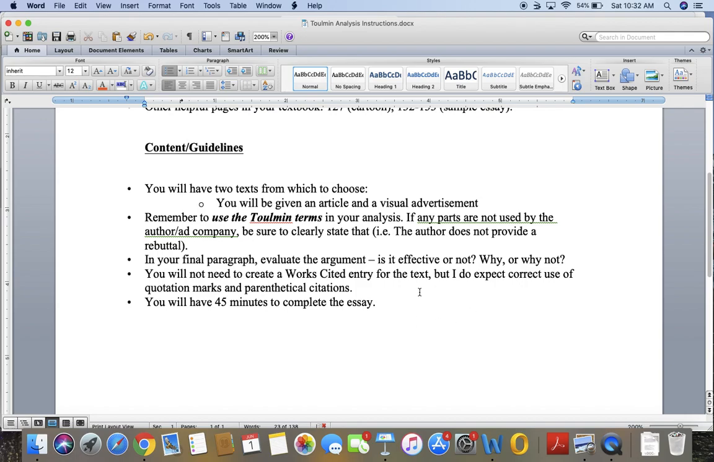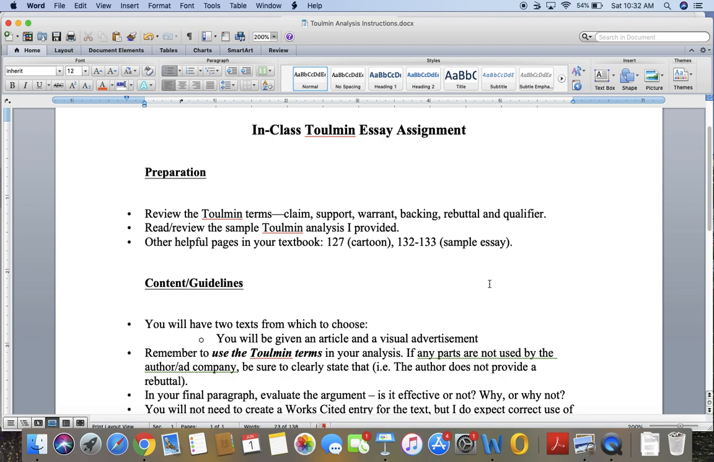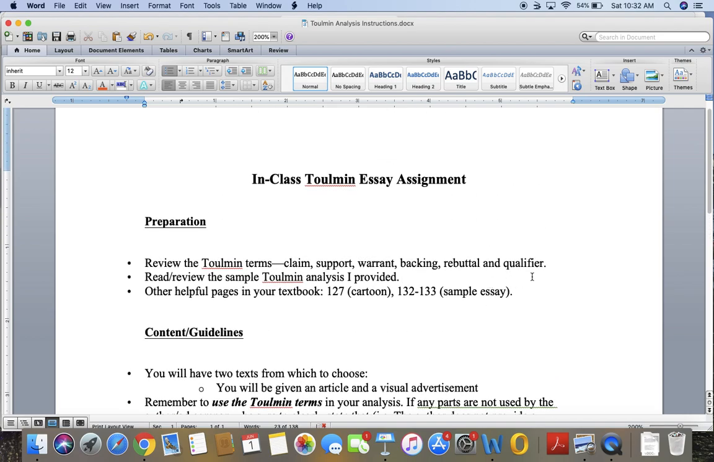So I do try to give you an article that's pretty short, so you don't have to spend a ton of time reading it. So hopefully 45 minutes should be enough time for you to write your analysis. Okay, so if you have any questions about this, just let me know, and make sure that you take the time to really study and understand, read that chapter in your text, read the sample analysis several times, and you should be good to go.